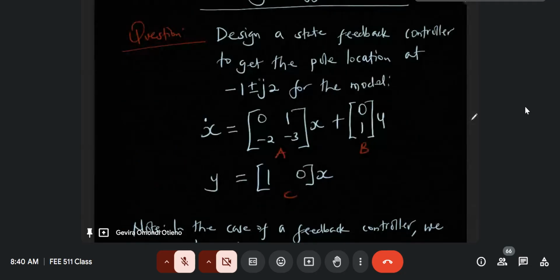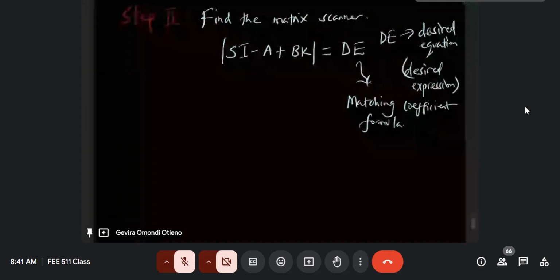Design a state feedback controller to get the pole location at -1 plus or minus j2. So the desired location of the poles should be at -1 plus or minus j2. It means that we'll use -1 plus or minus j2 to obtain the desired expression, because that is what the design wants you to do. All right, now let's go back so that we are not lost in the process.